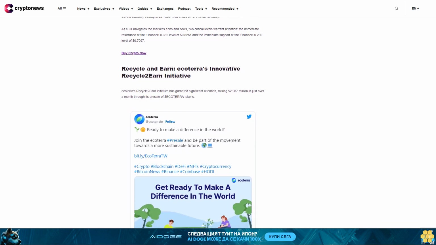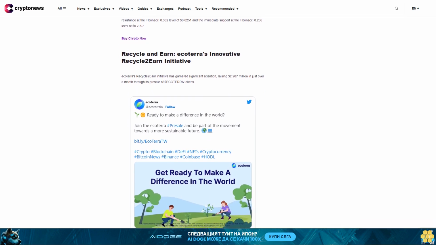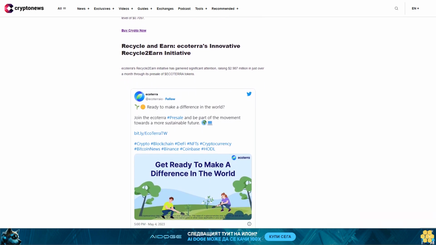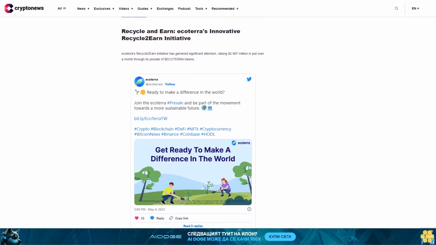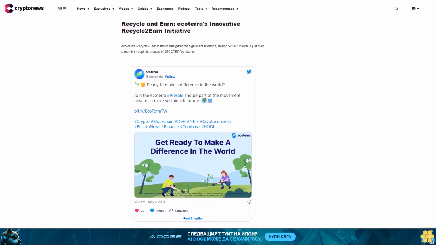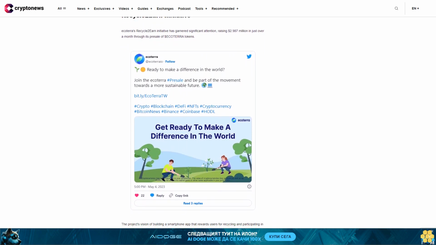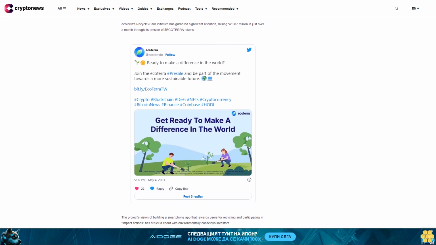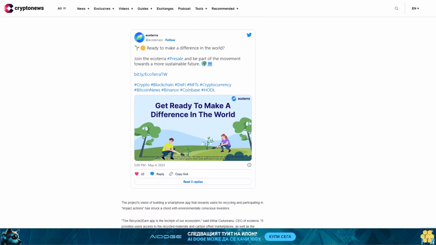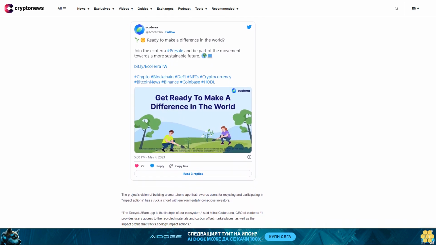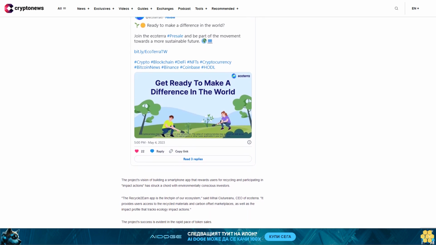The current token price of 65 cents is set to rise to 70 cents in Stage 5. Cryptocurrency experts have recognized the promise of Ecoder, and the digital asset has achieved notable prominence, reaching a peak position of third on Google Trends under the search category crypto. Ecoder's recycled materials marketplace will connect companies with recycling businesses, facilitating the exchange of resources and promoting transparency.